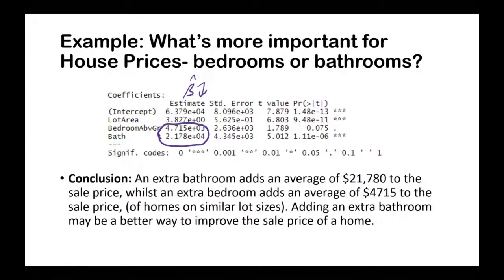The coefficient for bathrooms was 21,000, and the coefficient for bedrooms was like 4,700. So adding a bathroom seems to be more important, and it adds a lot more value to the house.